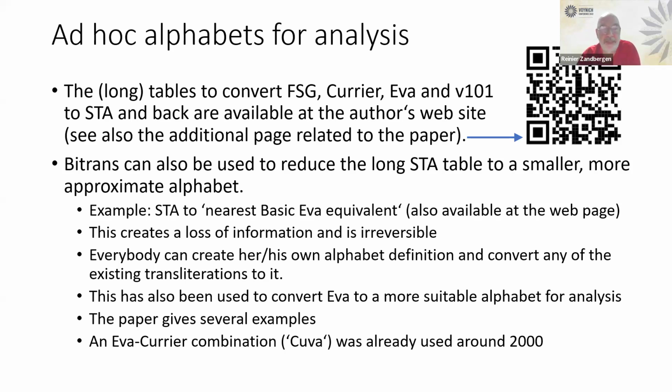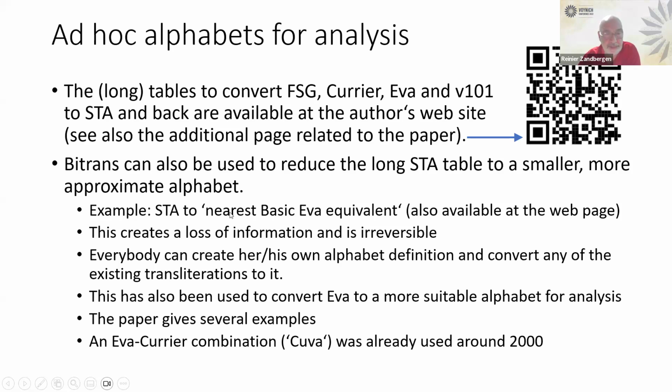So besides using ptrans to convert between STA and any of the original alphabets back and forth, it can also be used to create one's own alphabets, or it can be used to convert STA to smaller, other approximate alphabets. So for example, files expressed in the STA alphabet can be converted to what I would call the nearest basic Eva equivalent. It takes all the complicated rare forms and converts them to whatever is the most similar-looking basic Eva character. This is very useful because this is what people will mostly use. Tables that do this are also available at my webpage.